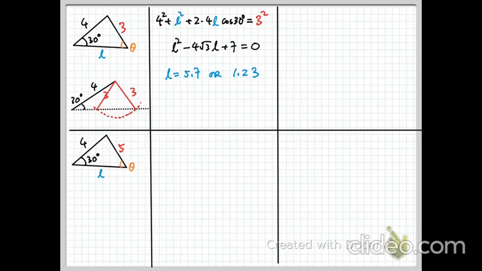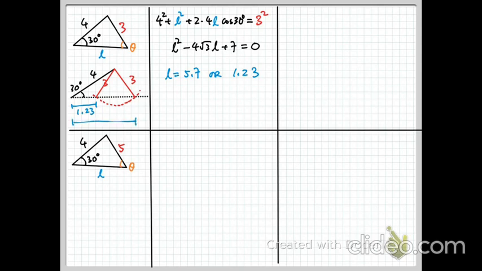So now you see there are 2 possible values of L. One of them is shorter, the other is longer. The shorter option, this one, is 1.23. The longer option, this one, further away, is 5.7. So now there are 2 solutions for this ambiguous SSA situation. The actual diagram is like this. You see there's a shorter L and there's a longer L. Now let's do that again on the sine formula to see what it shows.